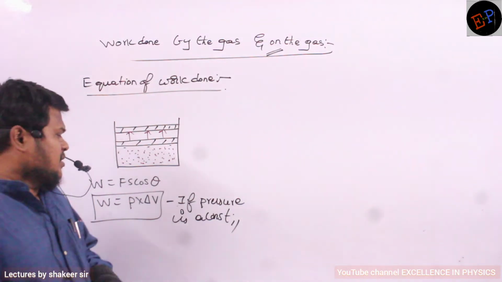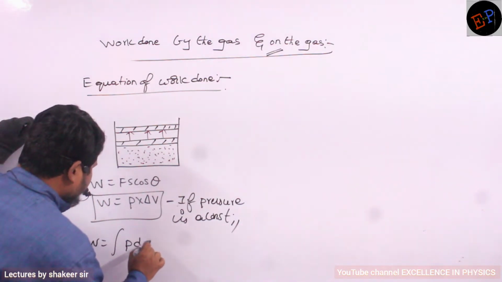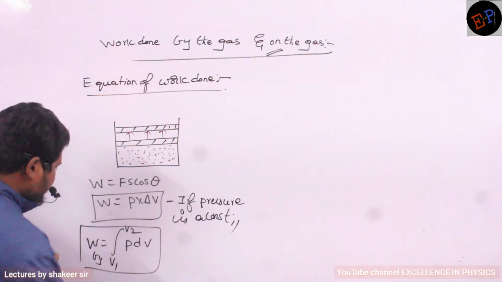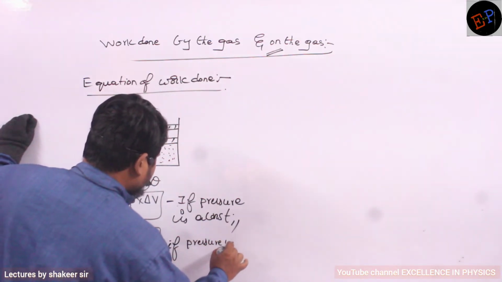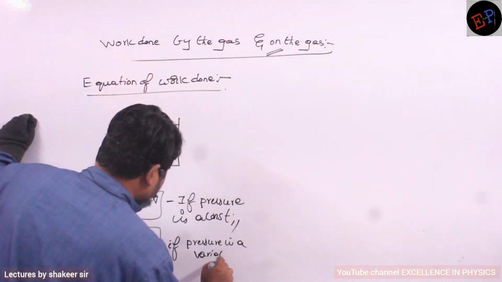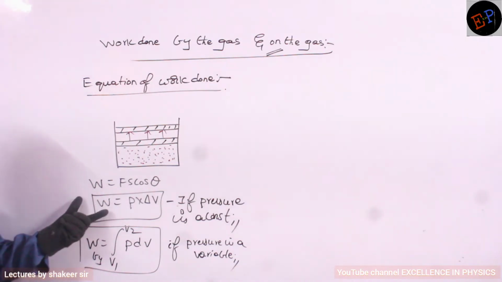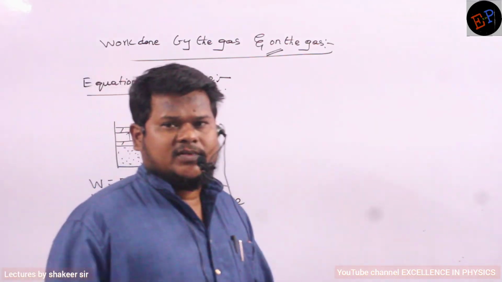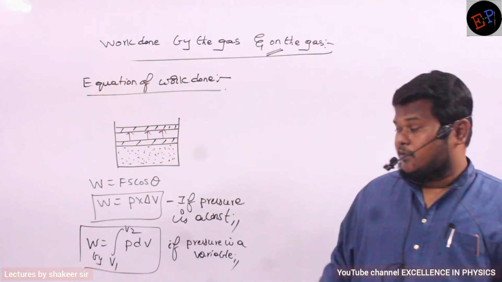Are you able to understand? So if pressure is a variable, W is equal to integration of P dV, limits are applied from V1 to V2. So this is the equation of work done by the gas if pressure is a variable. So if pressure is a constant, directly you can use this relation: pressure into change in volume. But if pressure is a variable, then I have to use integration, no? So W is equal to integration of P dV, limits are applied from V1 to V2. Work done by the gas.